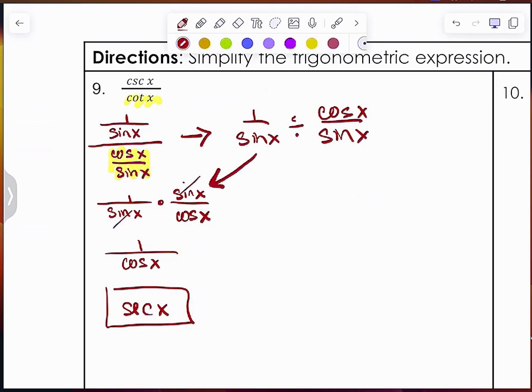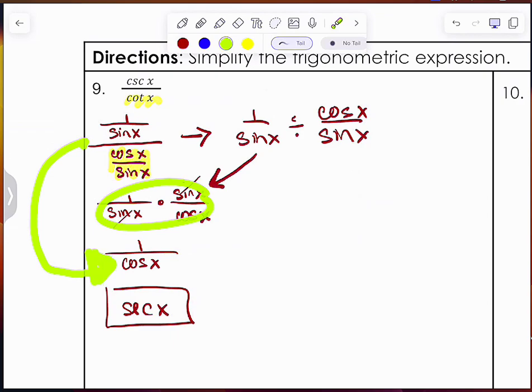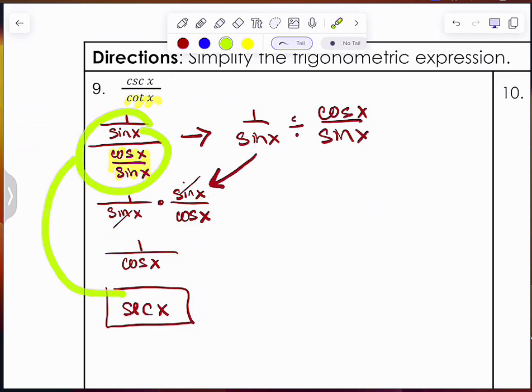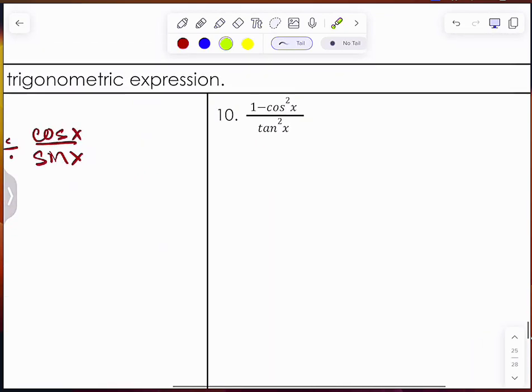Did anybody feel like they needed to skip this and go from here to here? Did you see it? The sine x in the denominator cancels. It's like canceling a common factor. I'm actually okay if you skip from here to here. I'm not okay if you skip from here to the answer. And if I'm telling you that it's a proof, the more steps you show, the better. A proof is basically explaining your thought process to another human being. So the more steps you show, the more they understand. So I would put an extra.